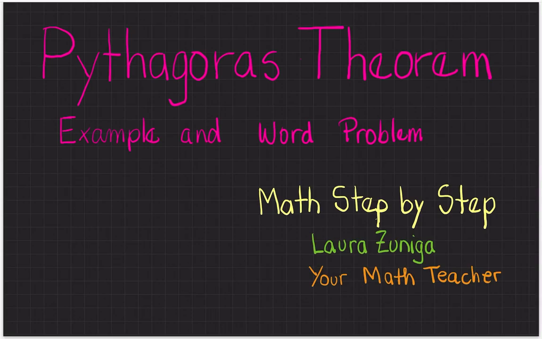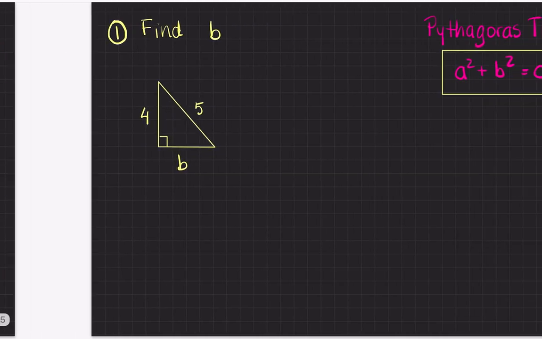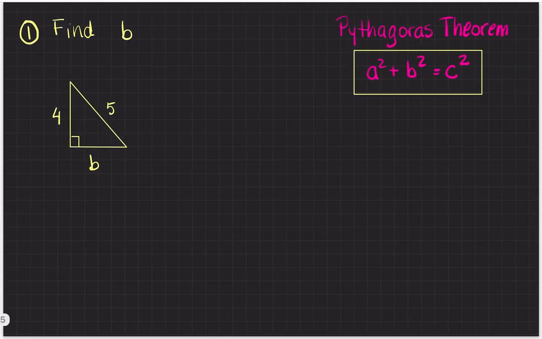Hello, today we're going to do two examples of the Pythagoras Theorem. Here's our first example. We need to find B, which is this side of the right triangle, and here we have the Pythagoras Theorem. Okay, so what are these A, B, and C in this formula?